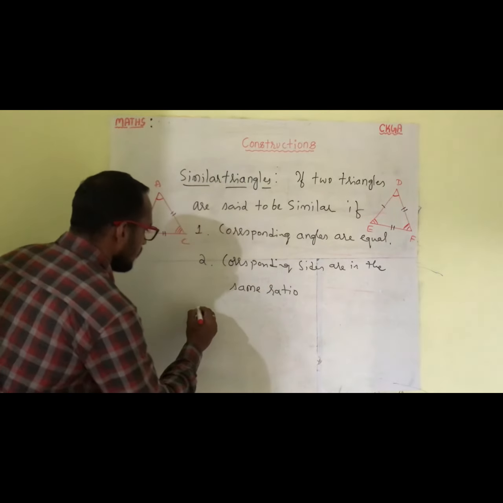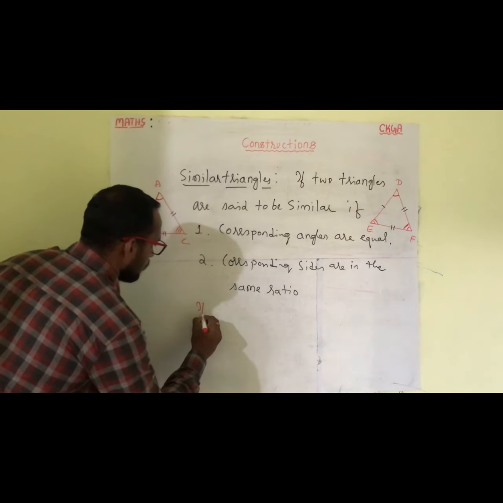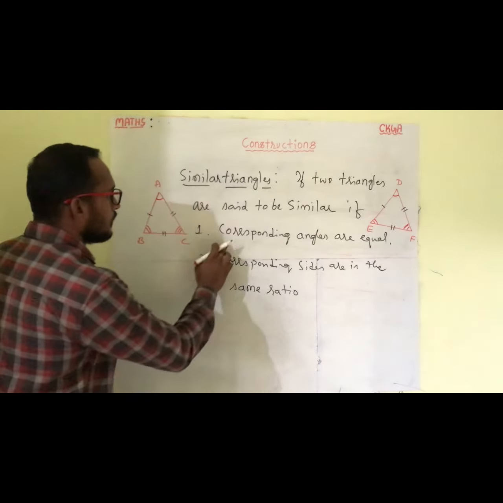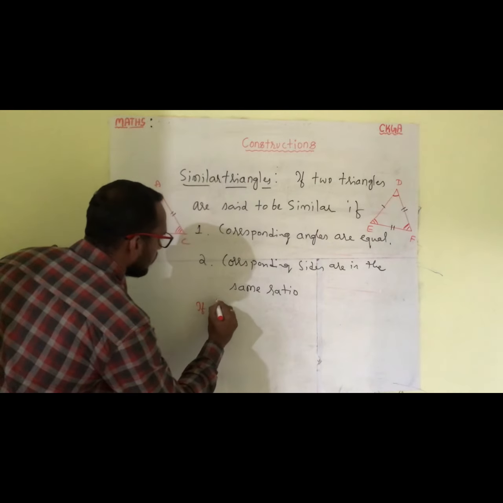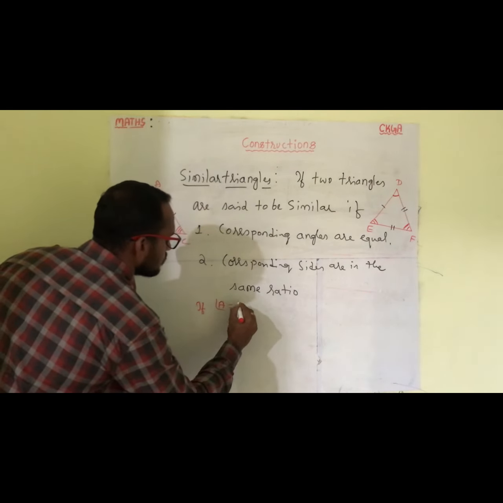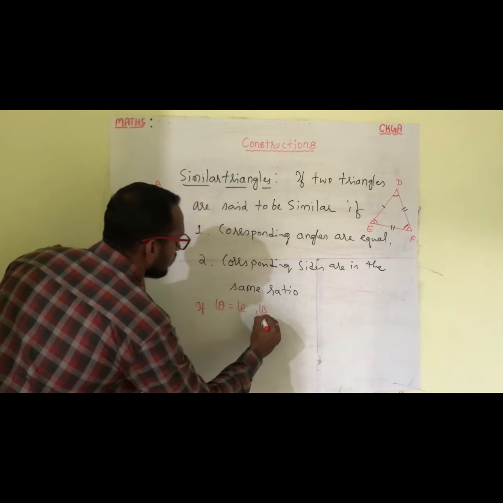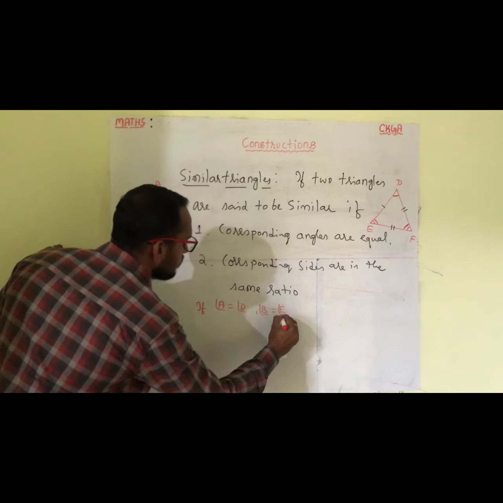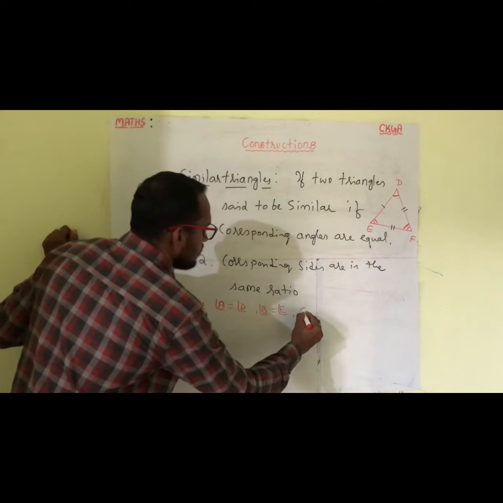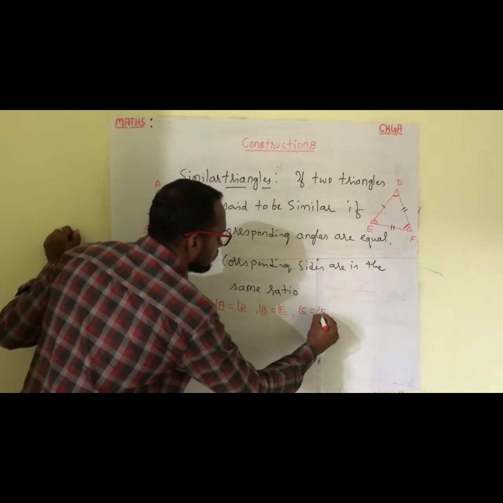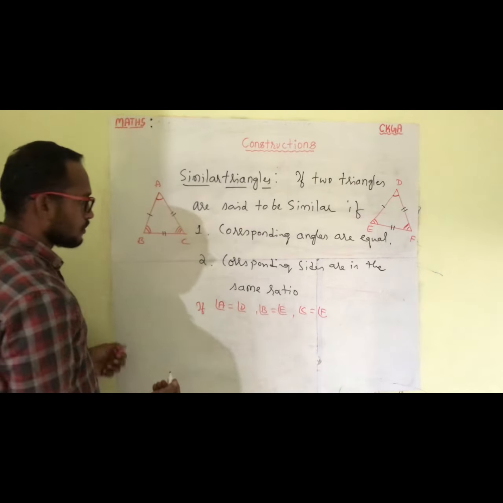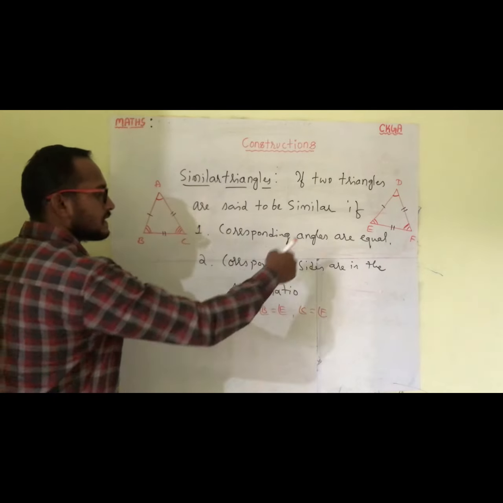So you can say, okay, I'll start again with the word if. If corresponding angle A is equal to angle D, and angle B is equal to angle E, and angle C is equal to angle F. And one more condition. So what is the condition? Two corresponding sides are in the same ratio.